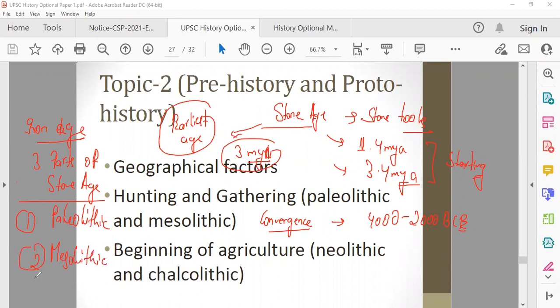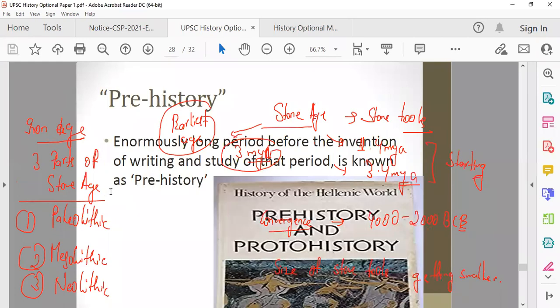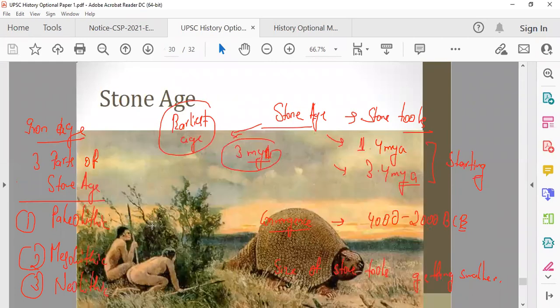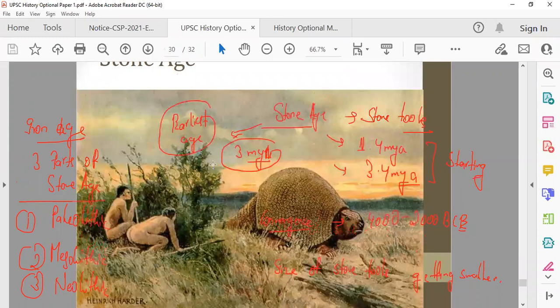So as you can see, all these are part of Stone Age. But why is the period changing? Many things are happening, but at the same time, stone tools are also becoming smaller, more refined. We'll talk about what refined means, but I'm just giving you a basic idea.